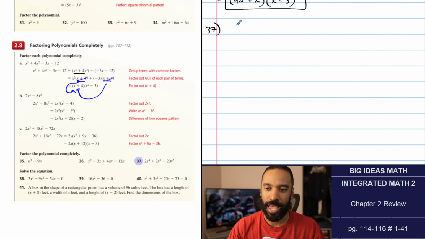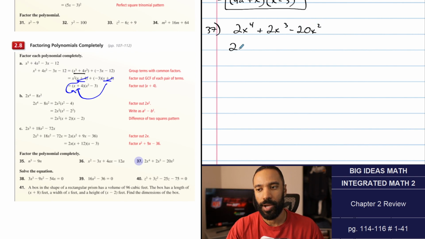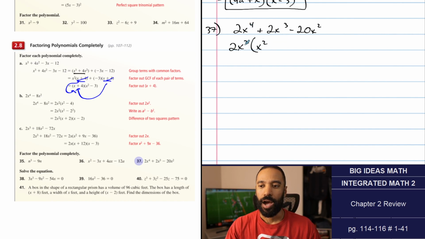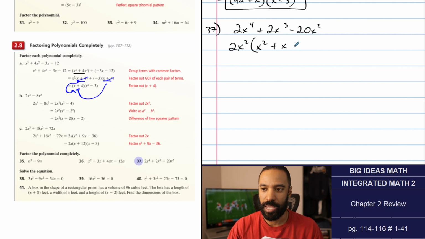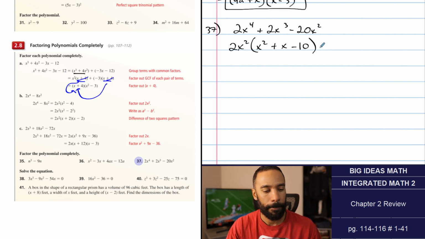Number 37, we have 2x to the fourth plus 2x to the third minus 20x to the second powers. I have a GCF of 2x squared that I can pull out of here. 2x squared times 1x squared is 2x to the fourth. 2x squared times 1x is 2x cubed. And 2 times negative 10 would give us negative 20, and the x squareds just are what they are.